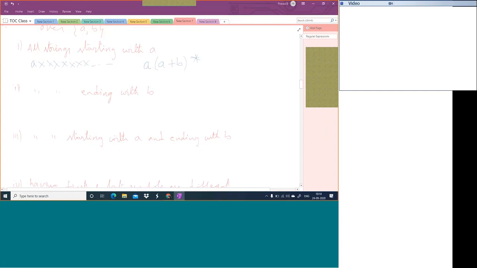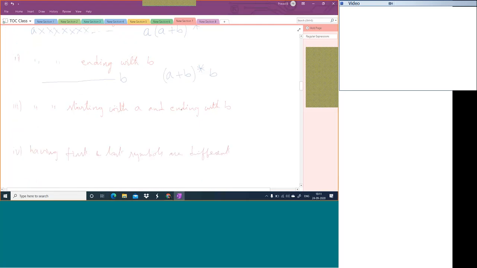Any combination of A and B can be written as (A plus B) whole star, but the first symbol must be A. Similarly, ending with B. The first can be any, means any combination of A and B, but it should end with B. Any combination of A and B means (A plus B) whole star, ending with B. Do you understand? So (A plus B) whole star followed by B.